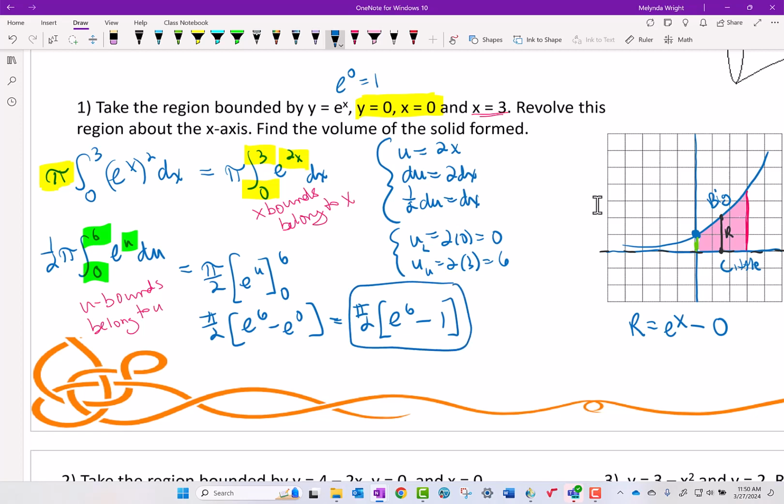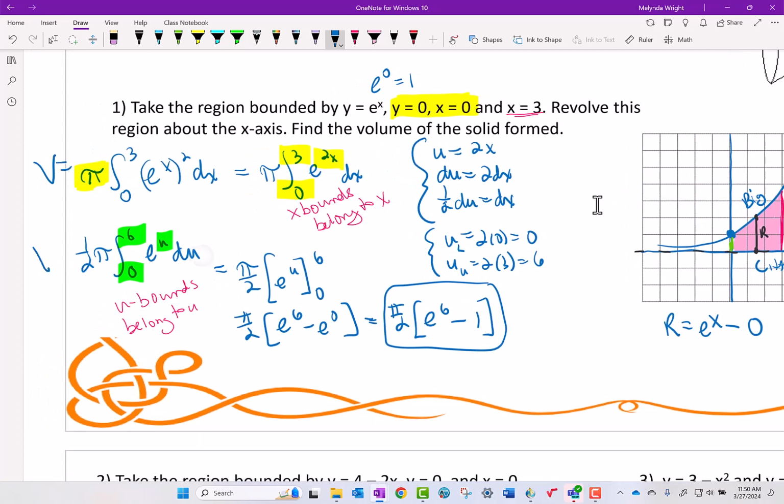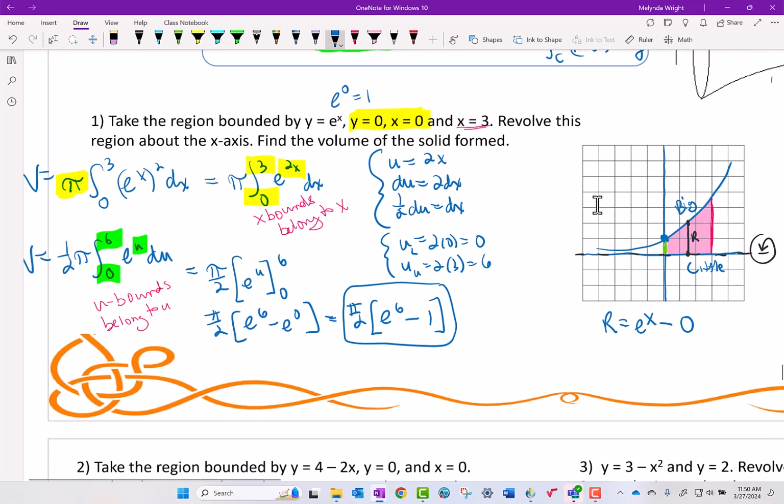And this is volume equals. If you want to put volume equals, you can. And that's our very first problem with rotation. Okay? Now we're not going to do any more by hand. We're just going to either write it out or use our calculator. Okay, questions so far?